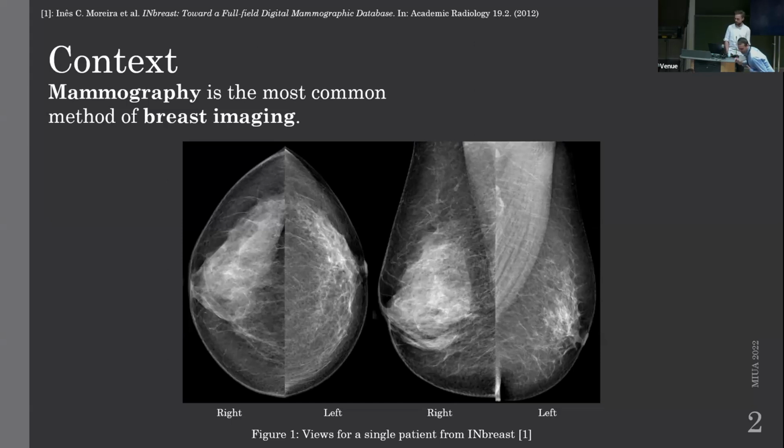So for context, early breast cancer diagnosis and lesion detection have been made possible through medical imaging modalities such as mammography, which is the most common method in breast imaging. However, the interpretation of mammograms by a radiologist is still challenging. This figure is an example of a complete mammography exam with two views, from the left breast and the right breast.